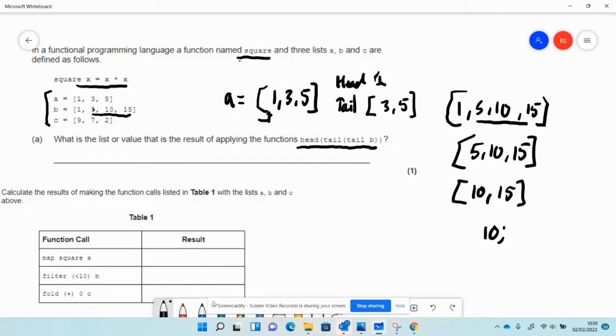So this is about just processing lists. Often they'll give you this kind of question where they're asking you to find the head of a list after you've done several tails, and that's quite a common question.